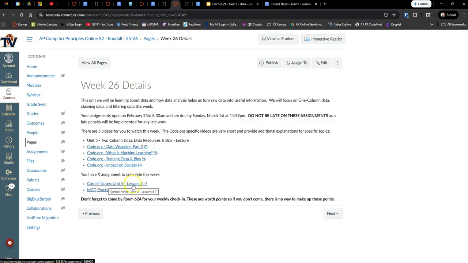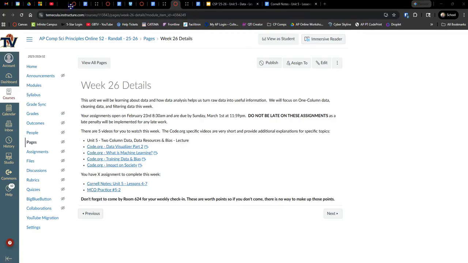One's going to be your Cornell notes for lessons 4 through 7. You can find a link to that document there. The other one is going to be some MCQ practice. You're going to go straight to MCQ practice 5.2, which will cover Unit 5 as a whole and get you ready for the assessments that you're going to look at next week.